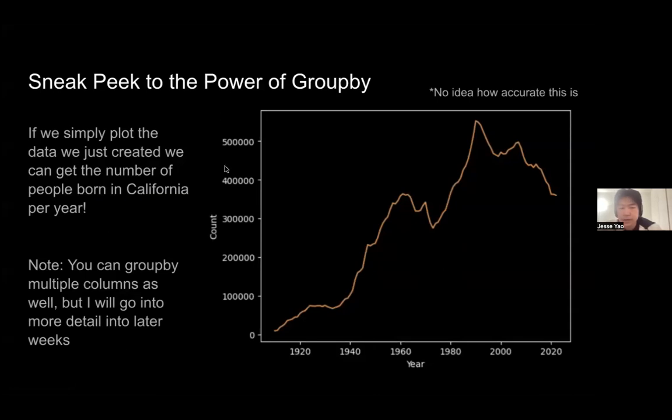And I gave you guys a little sneak peek of plotting. This was the number of babies in California, and the x-axis was the year, and you can see the steady increase and then the decrease. So this was all last week. If you're still unfamiliar, it's okay. You can go back to last week's lecture.